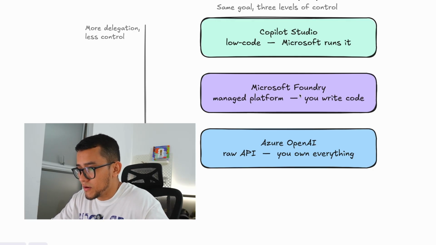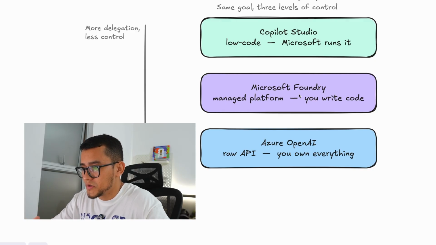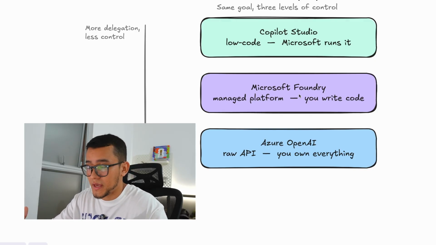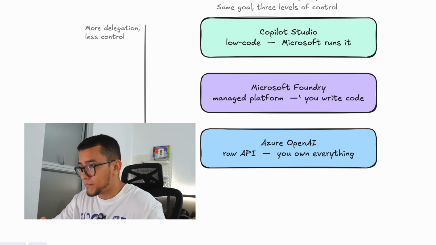Microsoft Foundry sits in the middle. In this one, you are writing code, you have SDK access or API access, and you also have some infrastructure choices. But the platform handles a lot of the heavy lifting underneath, such as the agent runtime, the models, and the observability. And at the bottom, we have Azure OpenAI as a standalone service. In this one, you have raw API access to GPT and reasoning models, no agent layer, no orchestration primitive, no RAG tooling included, just the model endpoint and you.